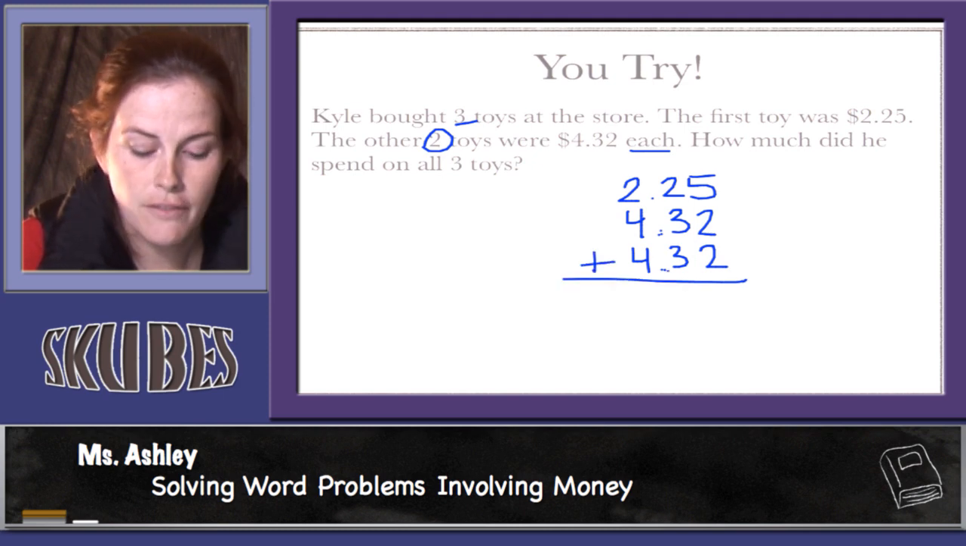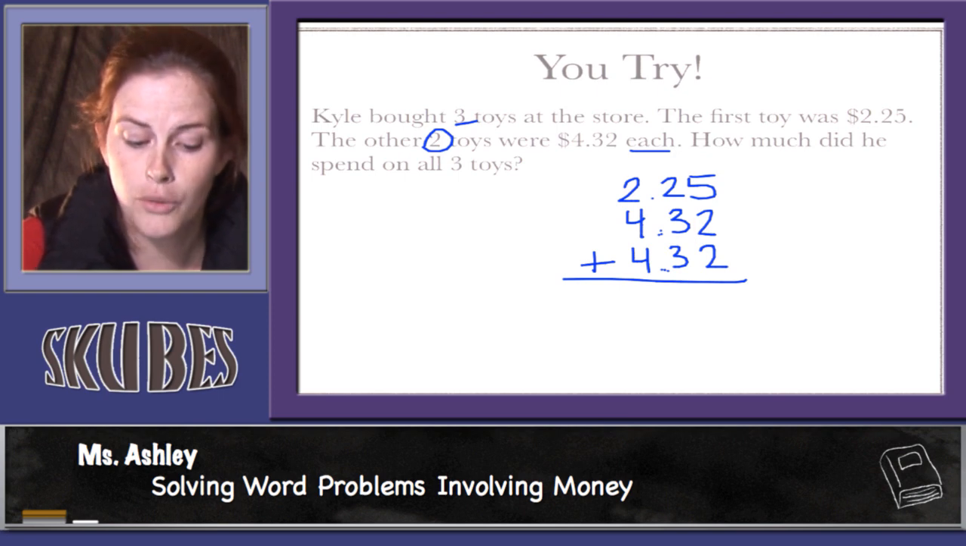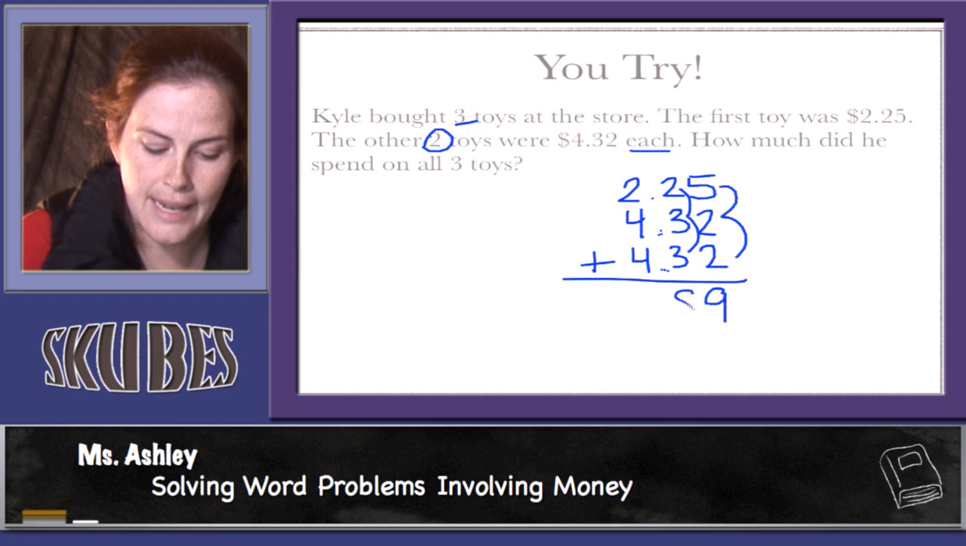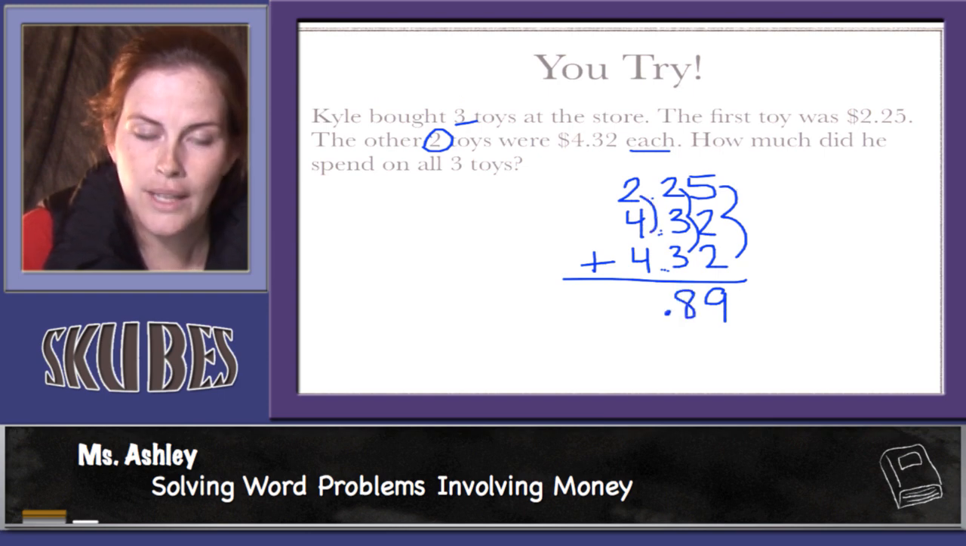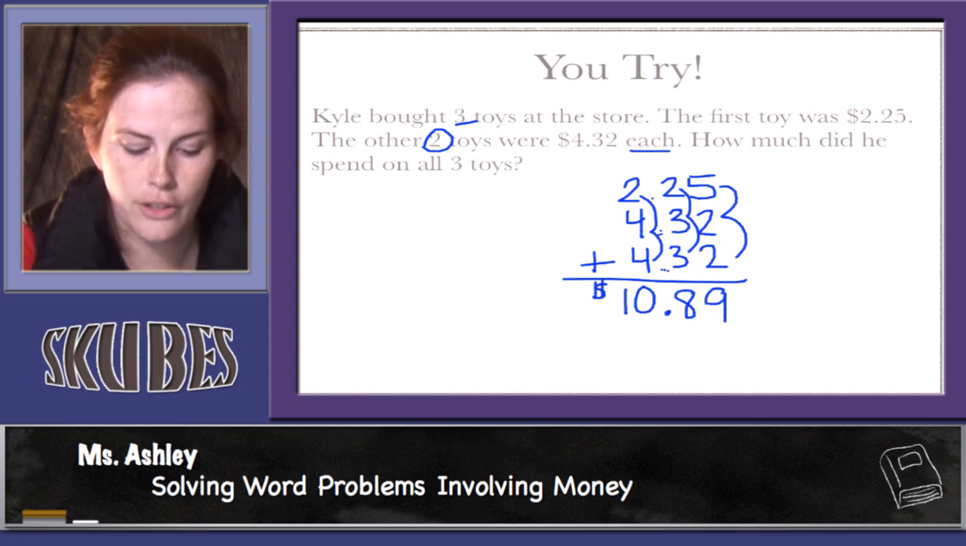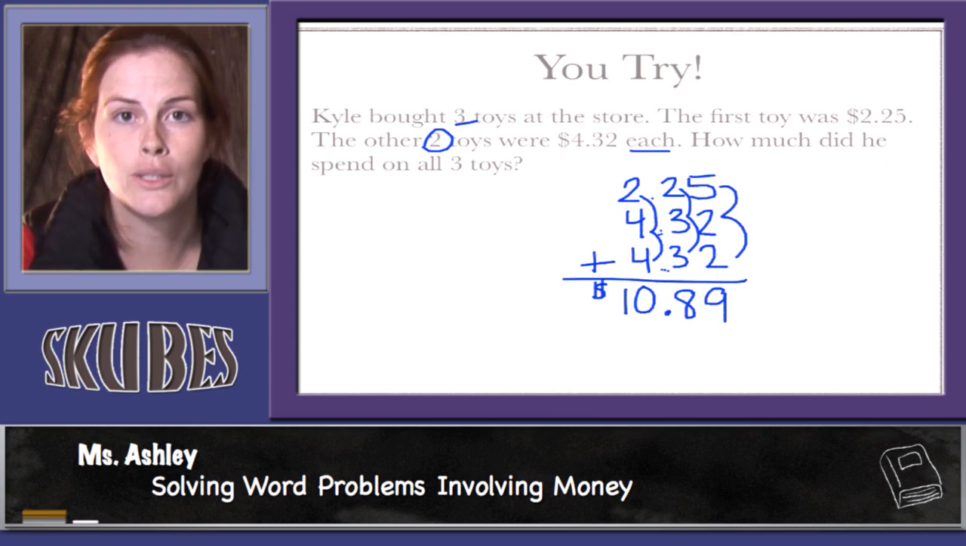Okay, now to find the total, we simply add up all 3 amounts. 5 plus 2 equals 7, plus 2 more equals 9. 2 plus 3 equals 5, plus 3 more equals 8. Bring down our decimal. 2 plus 4 equals 6, plus 4 equals 10. Okay, so total, he would have spent $10.89 on all 3 toys.